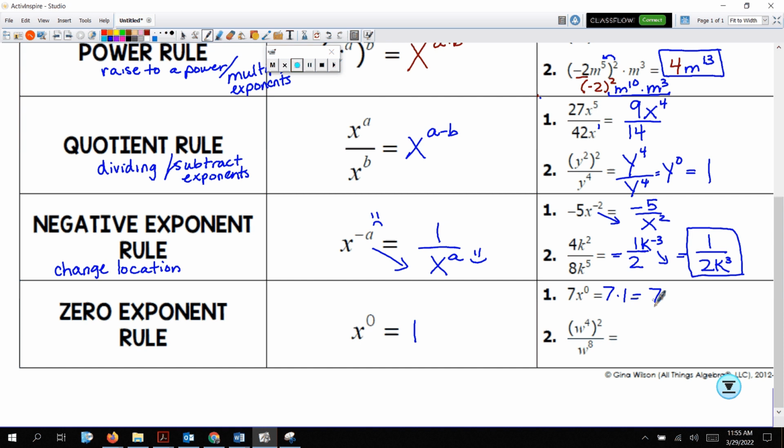Okay? When I use the power rule, we multiply these together. So I have w to the 8th over w to the 8th. This is division. We subtract. 8 minus 8 is 0. So this is w to the 0 power, which is 1.